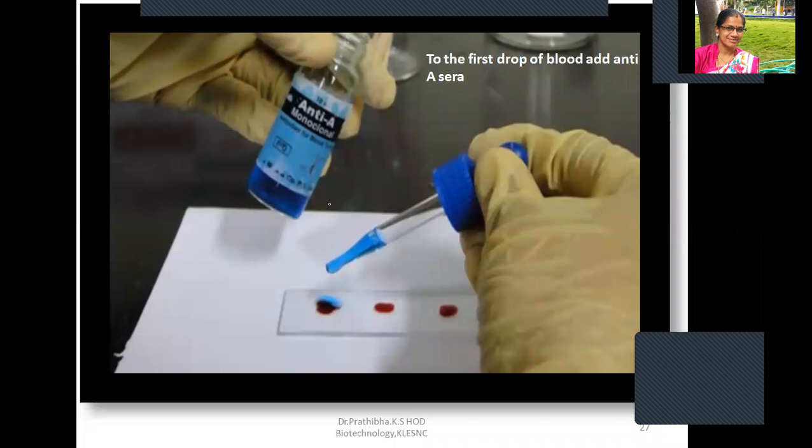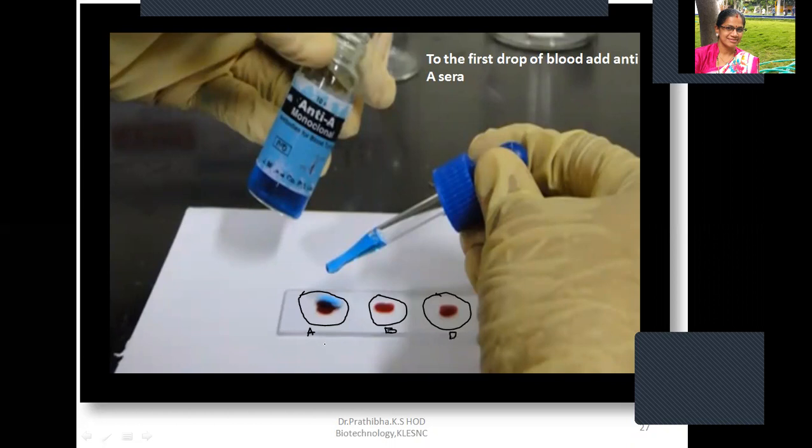As I told you, to the first circle you need to add antisera A, the monoclonal antibody. You can make out the colors I showed you already. Those are colored antibodies: A is blue, B is yellow, and D is transparent. This is the A circle, this is the B circle, and this will be your D circle.